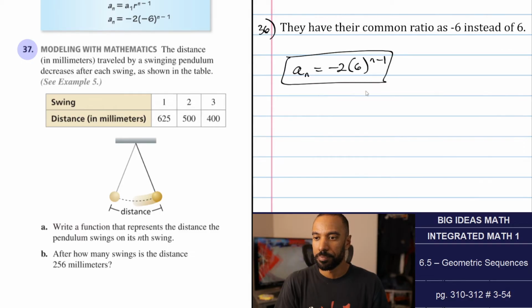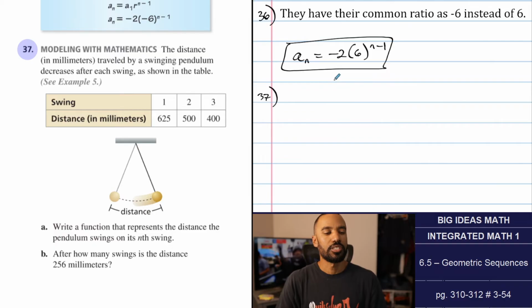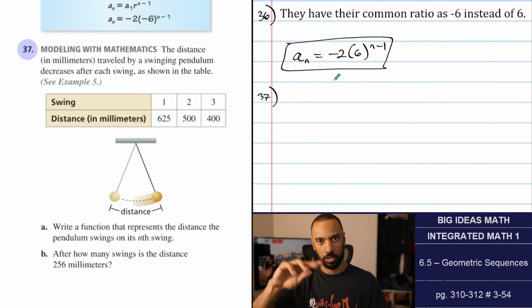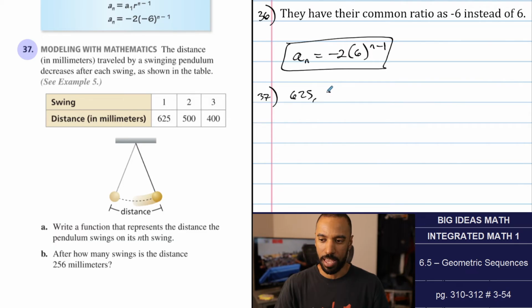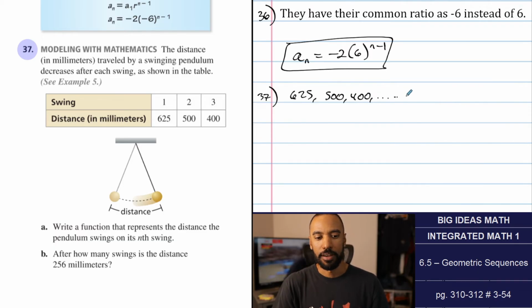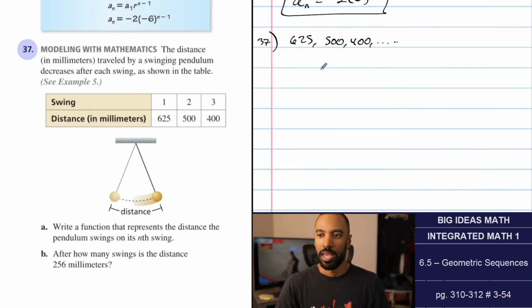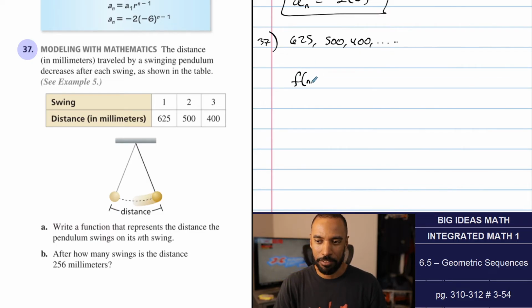Number 37, modeling with mathematics. The distance in millimeters traveled by a swinging pendulum decreases after each swing. Just a little less each time. So you have your first, second, third terms. Let's write them as a list if that helps us. It says, write a function that represents the pendulum swings on its nth swing. They're saying function. I'm hearing more f of n in my head, and I want to go ahead and do that. F of n equals.